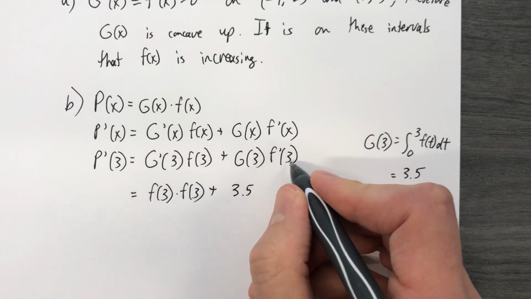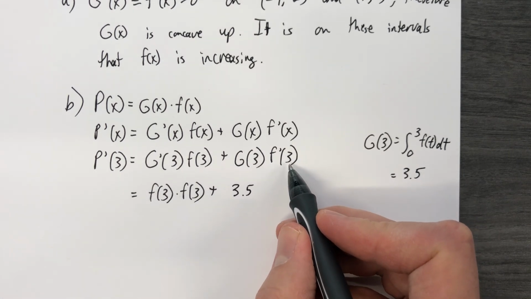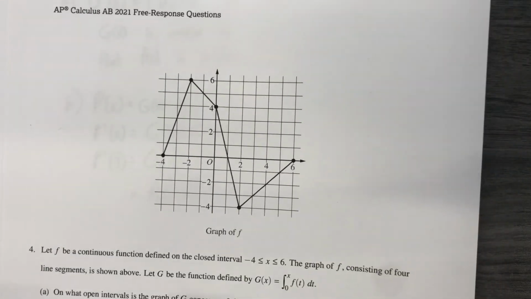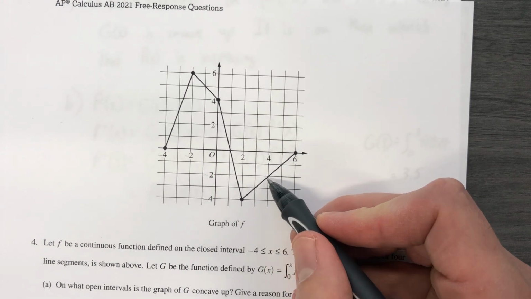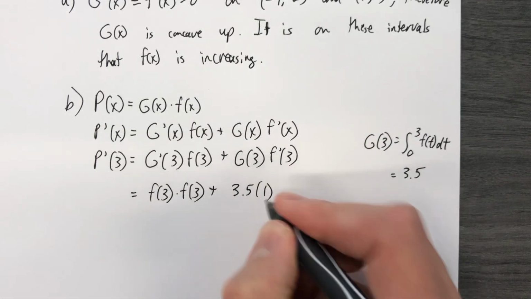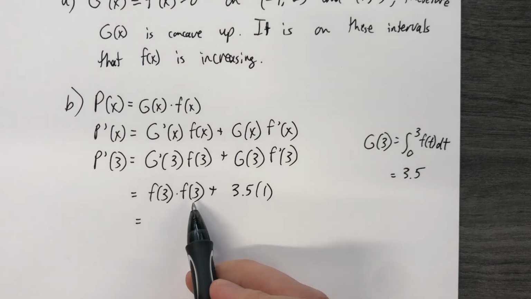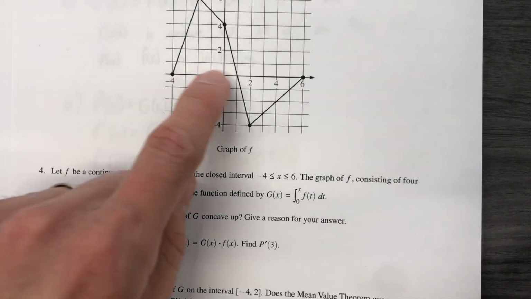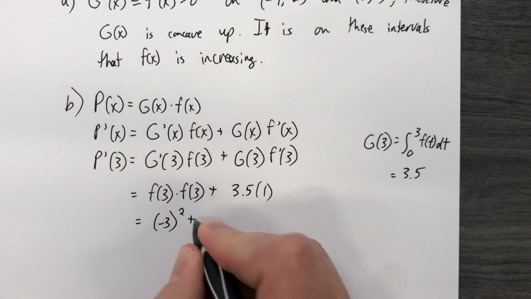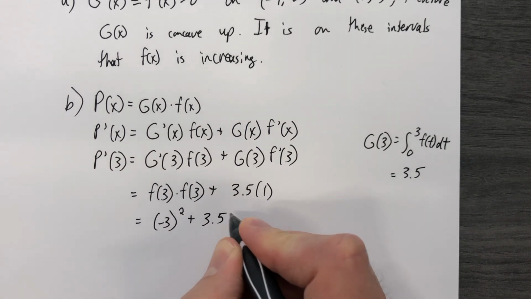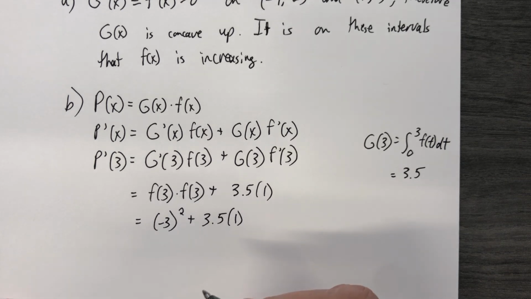3.5. And then we're going to multiply by f prime of 3. Okay. F prime of 3 would be the slope of this graph at 3. The slope of this graph at 3 is rise 1, run 1. So 1. So times 1. And so we need f of 3. Back to the graph. F of 3 is negative 3. So we have negative 3 times negative 3 plus 3.5 times 1.